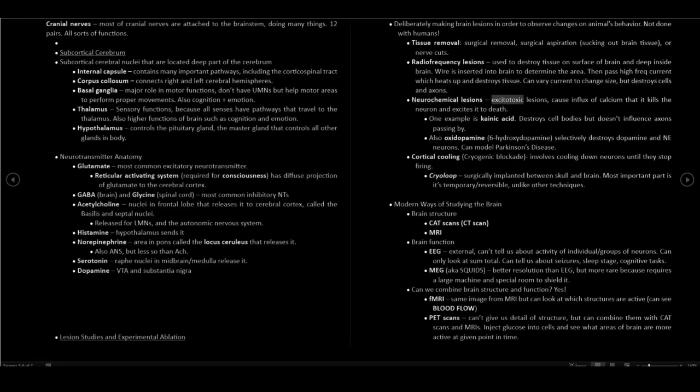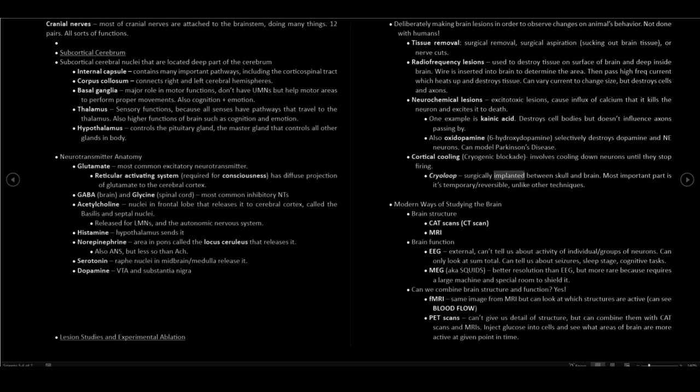Neurochemical lesions. Excitotoxic lesions cause an influx of calcium that kills the neuron by exciting it to death. One example is kainic acid. It destroys cell bodies but doesn't influence axons passing by. Also oxidopamine, 6-hydroxydopamine, selectively destroys dopamine and other neurons. It can model Parkinson's disease.